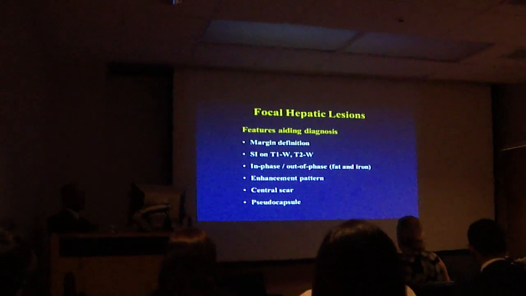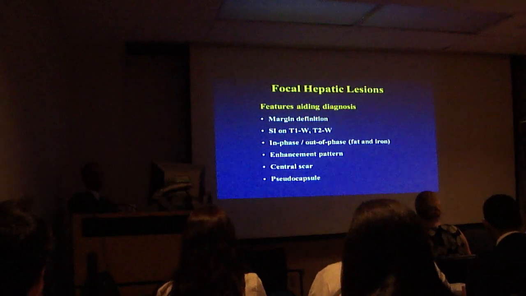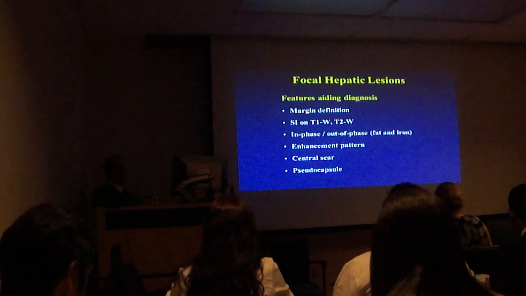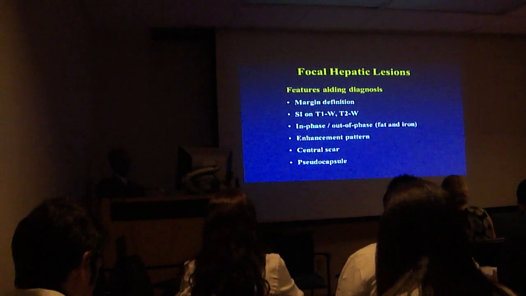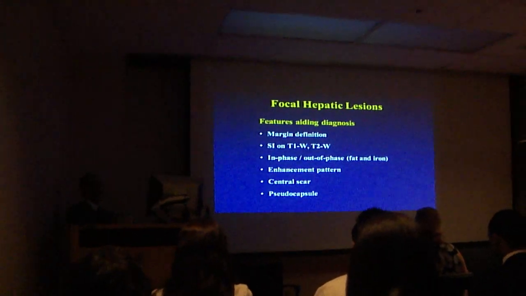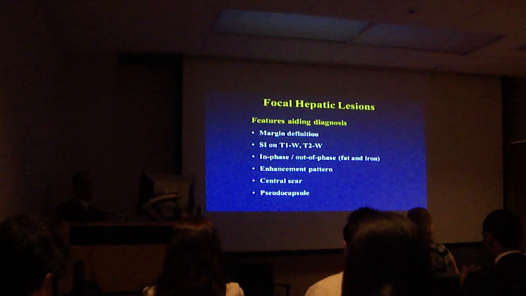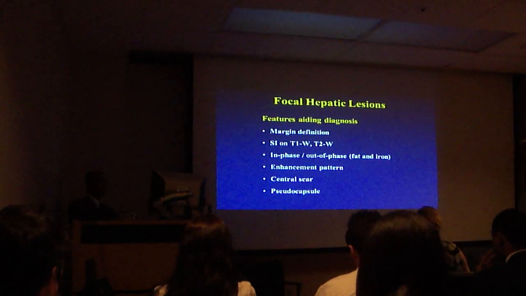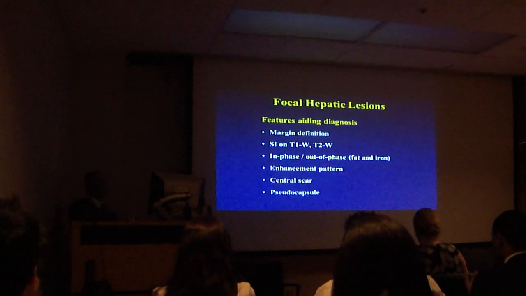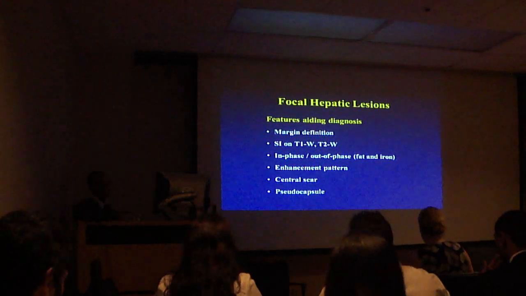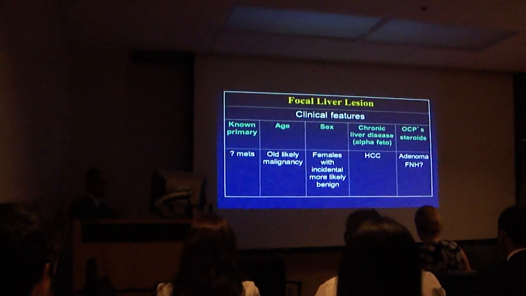Focal hepatic lesion. The features that aid diagnosis are margin and definition of the lesion, signal intensity on T1 weighted or T2 weighted images, in and out of phase as I said for fat and iron, enhancement patterns, central scar in some lesions and some also have pseudocapsule, and we will discuss these lesions one by one.